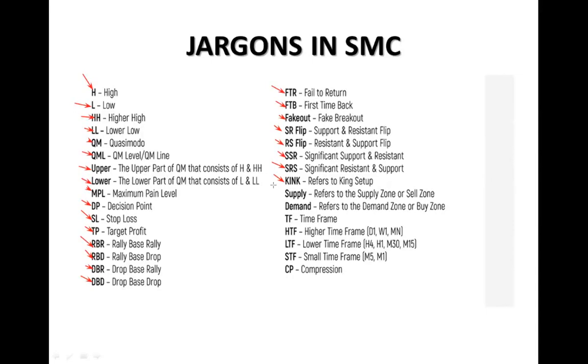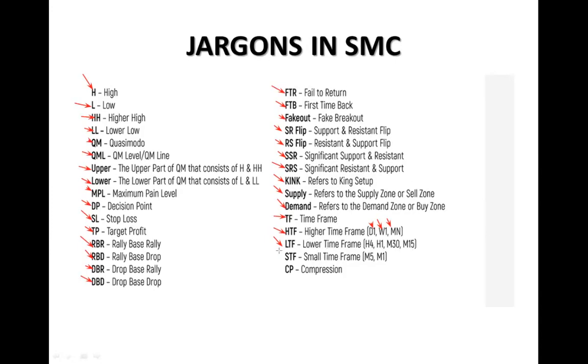Supply refers to our supply zone or sell zone. Demand refers to the demand zone or buy zone. TF is time frame. HTF, high time frame, like daily, weekly, monthly. Lower time frames are like 4 hours, 1 hour, 30 minutes, 15 minutes, 5 minutes, 1 minute, 3 minutes.